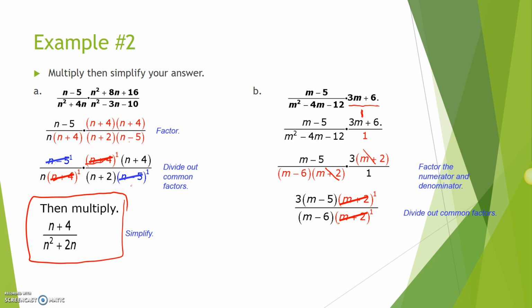And we simplify that down further. So what I can do is distribute this 3 to the m to get 3m. 3 times negative 5 is minus 15. So that's how they got (3m minus 15) all over (m minus 6). And this will be my final answer.